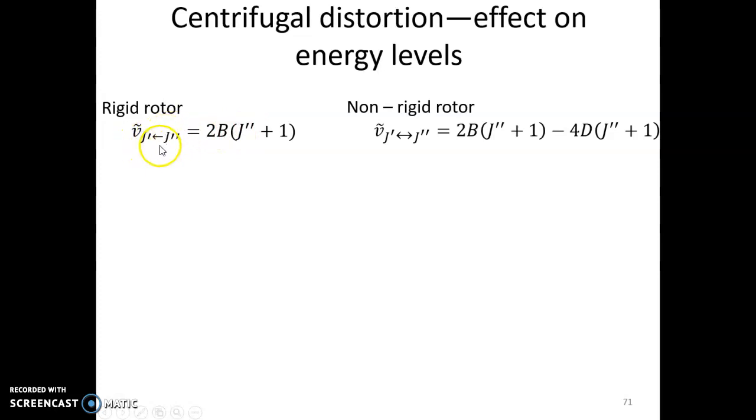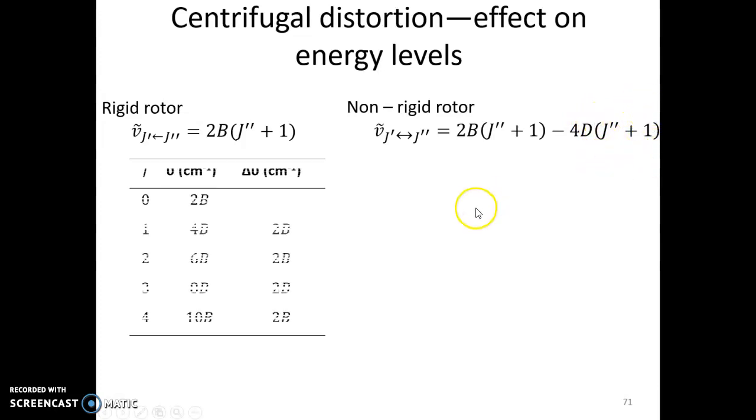Like I said, if you recall the rigid rotor, the transition going from a lower state to an upper state has this general expression. For our non-rigid rotor, which is obtained in a similar way, the transition from J double prime to J prime is 2B into (J double prime plus 1) minus 4D into (J double prime plus 1). I think there's something missing here: it should be raised to the power 3, not just into J double prime plus 1. So this bracket has a power exponent of 3.